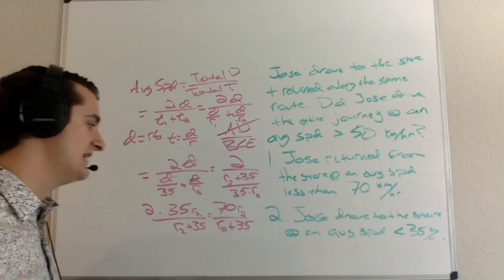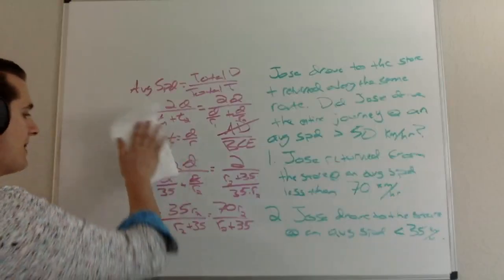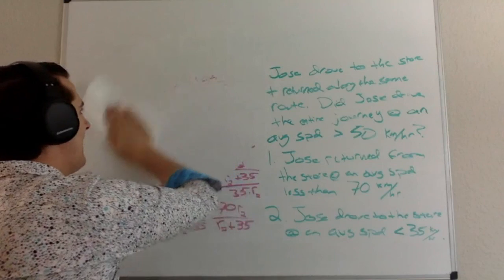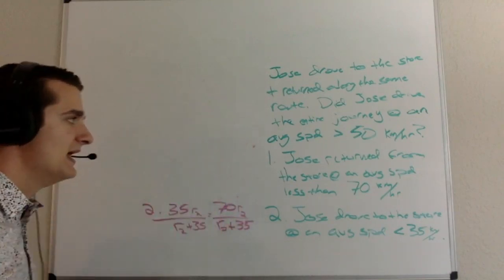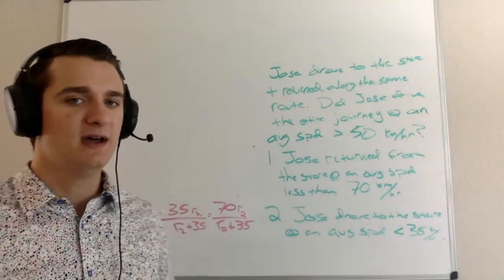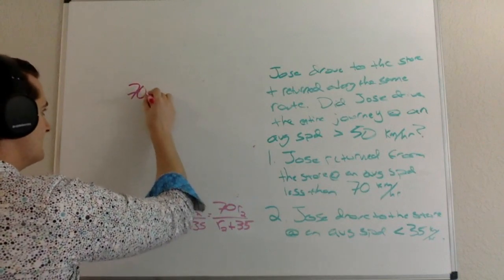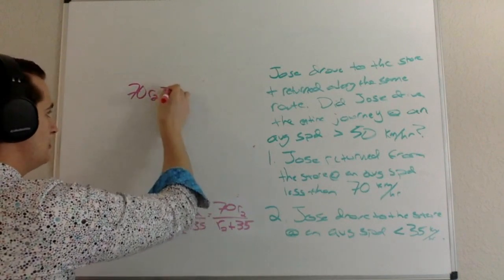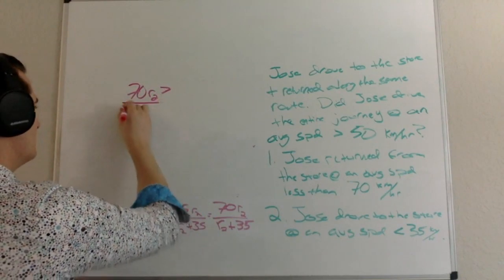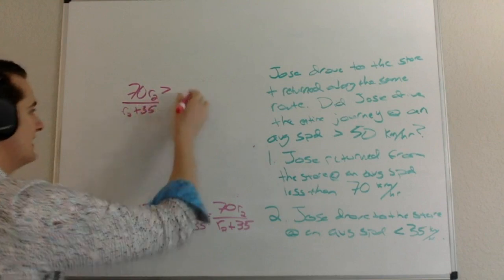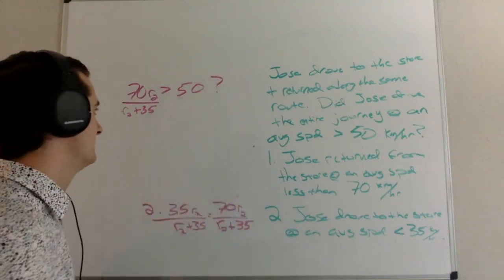And the question is, and again, I'm going to erase some of this work that I did earlier here, but the question is whether that value can actually be greater than 50. And so what I'm going to do is just set up an inequality for myself. I'm going to say, can 70 times rate 2 divided by rate 2 plus 35 be greater than 50? And again, that's my question.